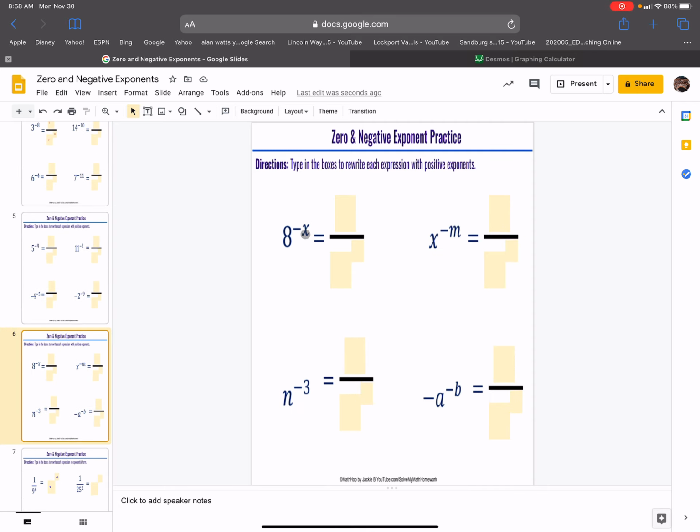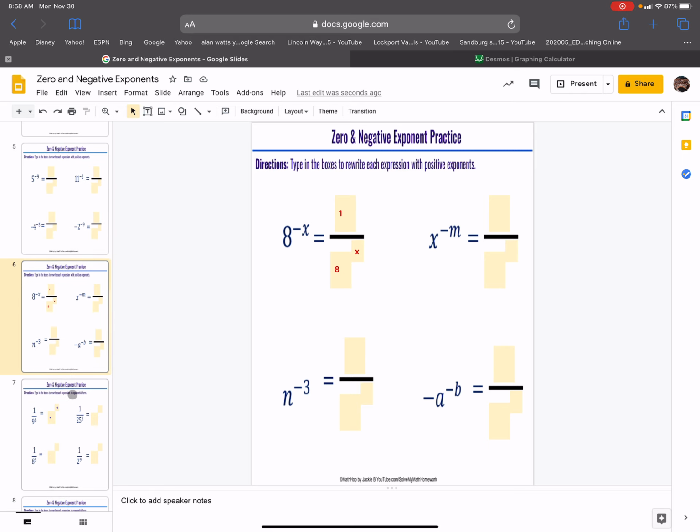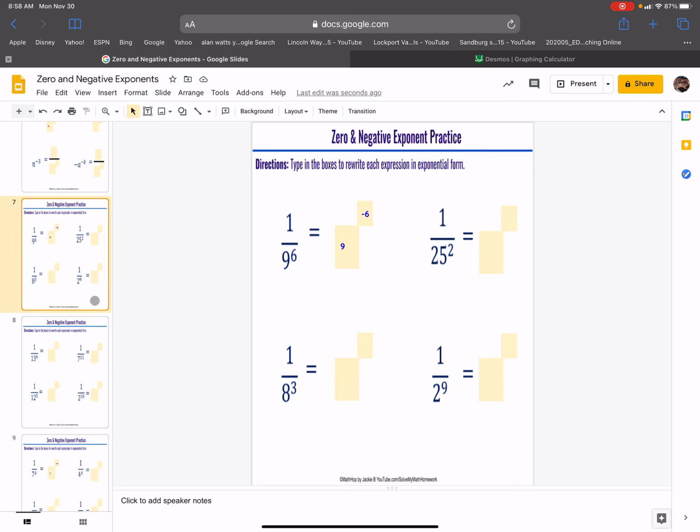They do get a little bit harder. I do want to do this one. So this is going to be 8 to the negative x. So again, it's just going to be 1 over 8 to the x power. Just make it positive and stick it over 1. 1 over 8 to the x. So now we're using letters. Doesn't change anything. We're still doing the same process. We're taking this and just making it a positive. Okay? And then this one we already did.